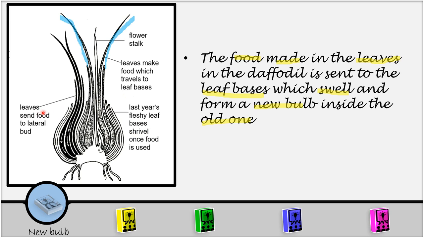Now the new leaves, when they have matured, will start manufacturing their own food. They will start manufacturing food because now they are mature. And when they manufacture that food, it will be brought down and the leaves will start swelling at the base. Now when they start swelling at the base, they are forming a new bulb, a bulb for this year, which is inside the old bulb.